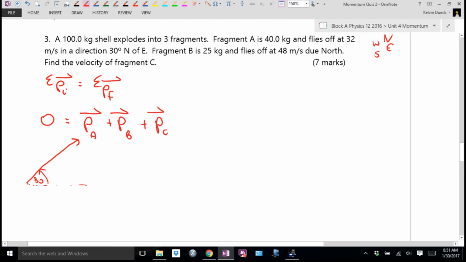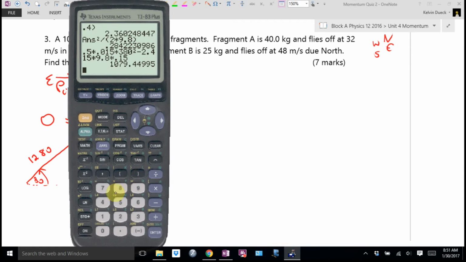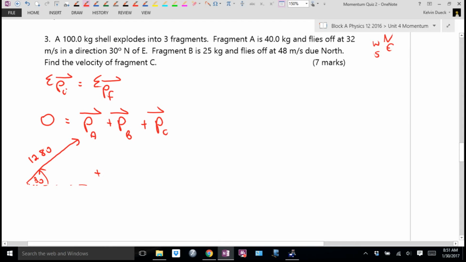And that's going to be 40 times 32. Well, 20 times 32 would be 640. 1,280? 1,280, I think, yeah? It's my 2 times table. I should be able to do that.